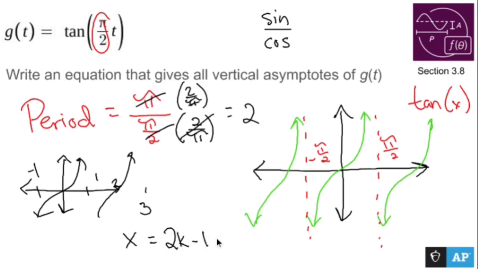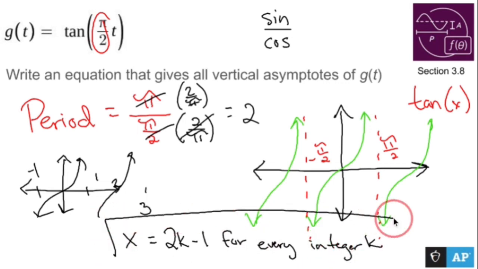So if I let k equal 0, then I get 0 minus 1, so x is negative 1. Let k equal 1: 2 times 1 is 2, minus 1, so 1. So it works out. But I also have to say that k is every integer. So I'll say for every integer k. Not the prettiest problem that I've ever done, but we answered it. So that is an equation that gives all vertical asymptotes for g of t.